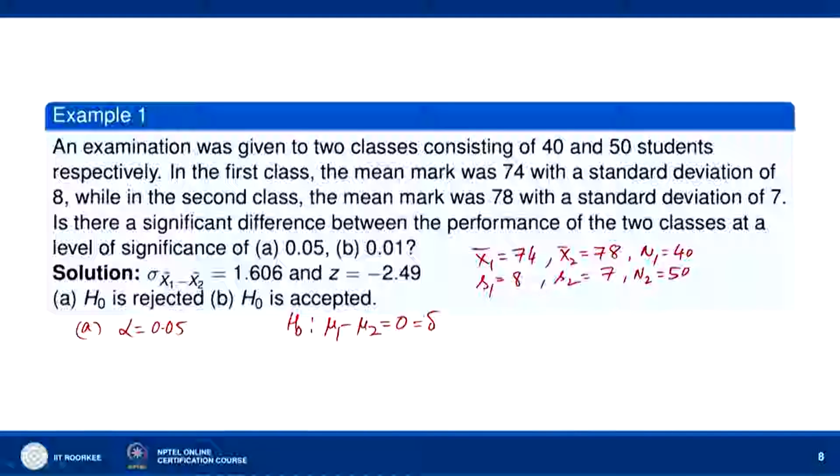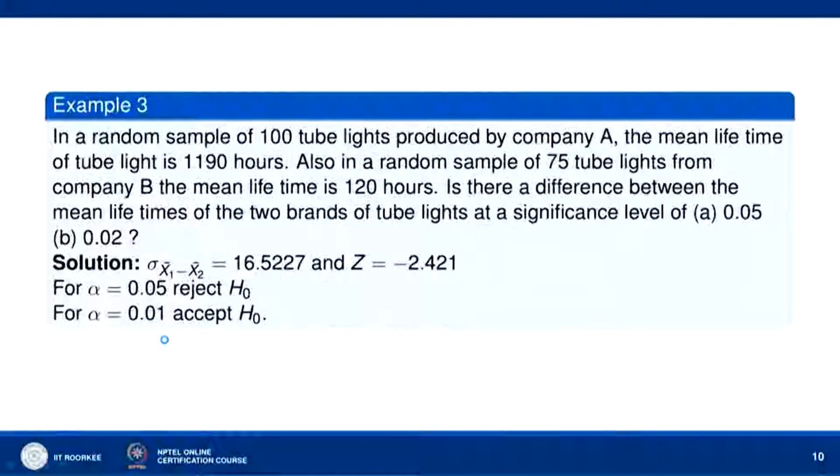We are assuming that the null hypothesis is that there is no significant difference between the two classes, while the alternative hypothesis is that mu1 minus mu2 is not equal to 0, that is, there is significant difference between the two classes. Since mu1 minus mu2 is not equal to 0, we have to apply a two-tailed test, and let us see for alpha equal to 0.05 what the critical values of Z are. They are given in a table at the end of this lecture.